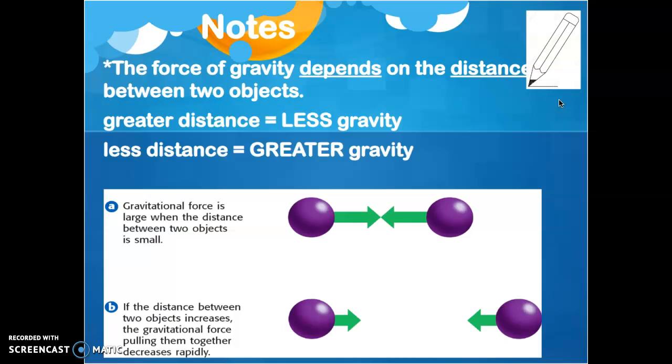You can think about this with, for example, the Earth and, let's say, a rock that's on the surface of the moon. So the Earth has a much greater mass than the moon. So we would think, if we're just thinking about mass, the rock should be attracted more to the Earth. However, because the rock is much closer to the moon, it's going to be attracted to the moon and not the Earth.